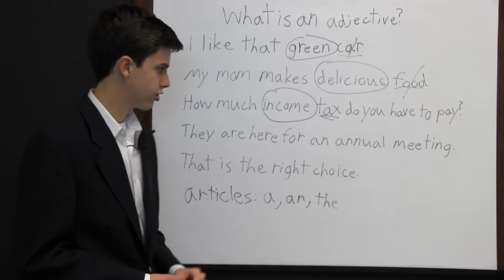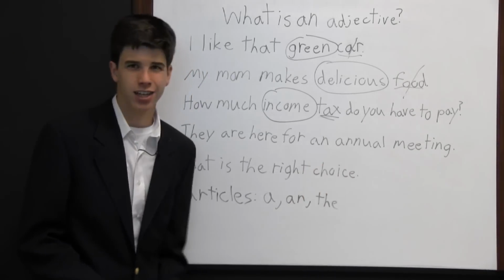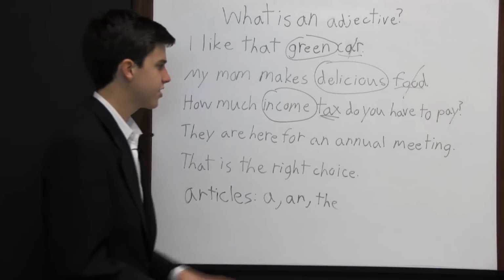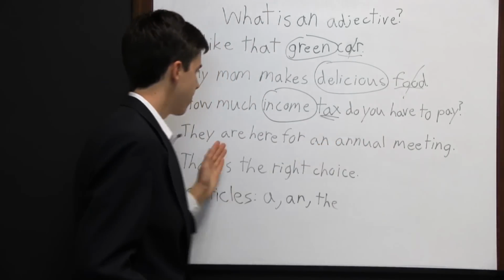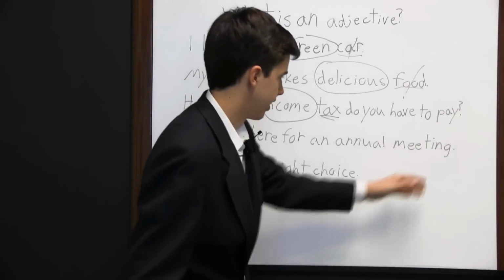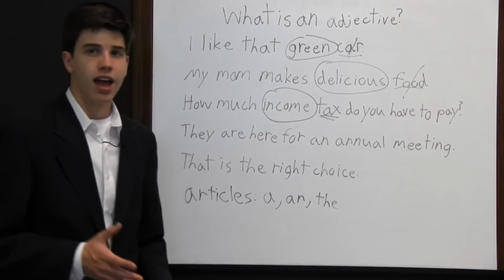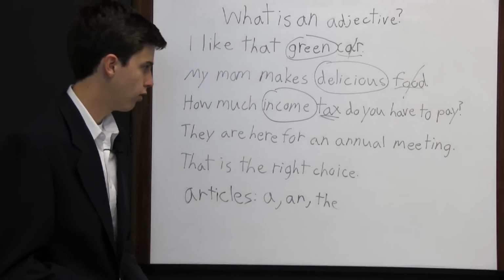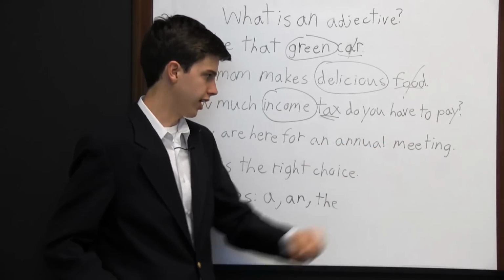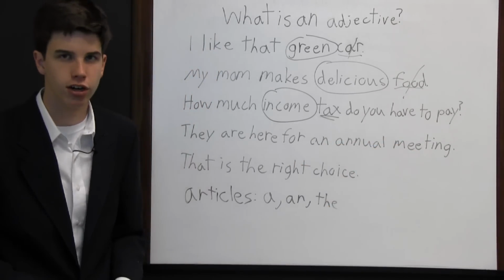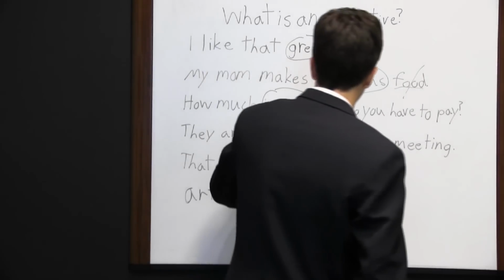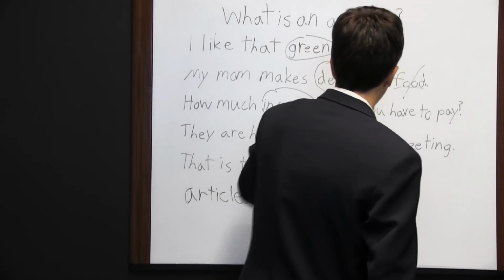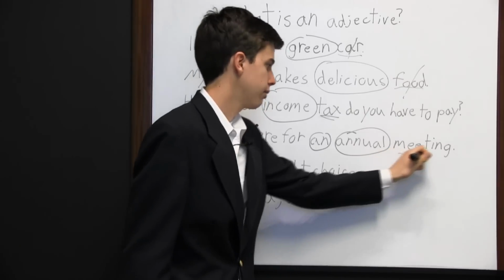So what is an describing? Is it describing annual? No, it's describing meeting, because we could take annual out and the sentence would say they are here for a meeting. So an must be describing meeting. Well, annual is also describing meeting, because how often does this meeting occur? What kind of meeting is this? It's an annual meeting. So an and annual are both adjectives describing meeting.